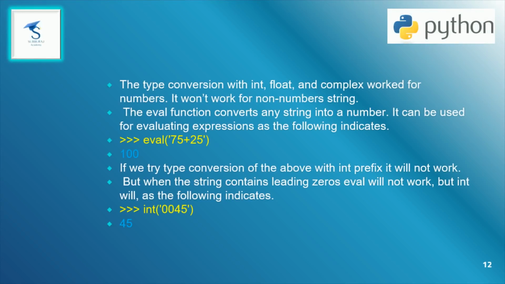Both eval and data types such as int and float are useful in different situations. The eval function converts any string into a number as shown in the slide. But if the number contains leading zeros like 0045, eval won't work, but type specifiers like int and float will work.